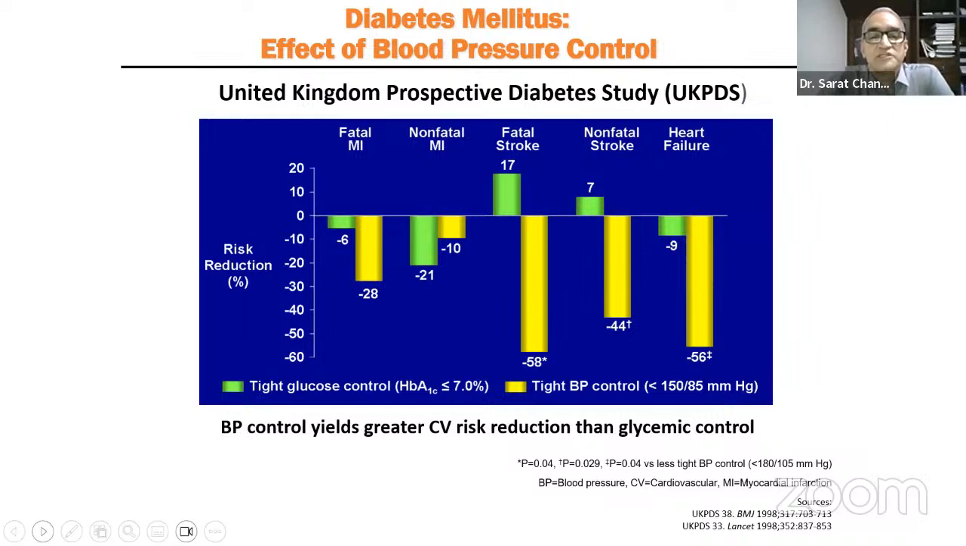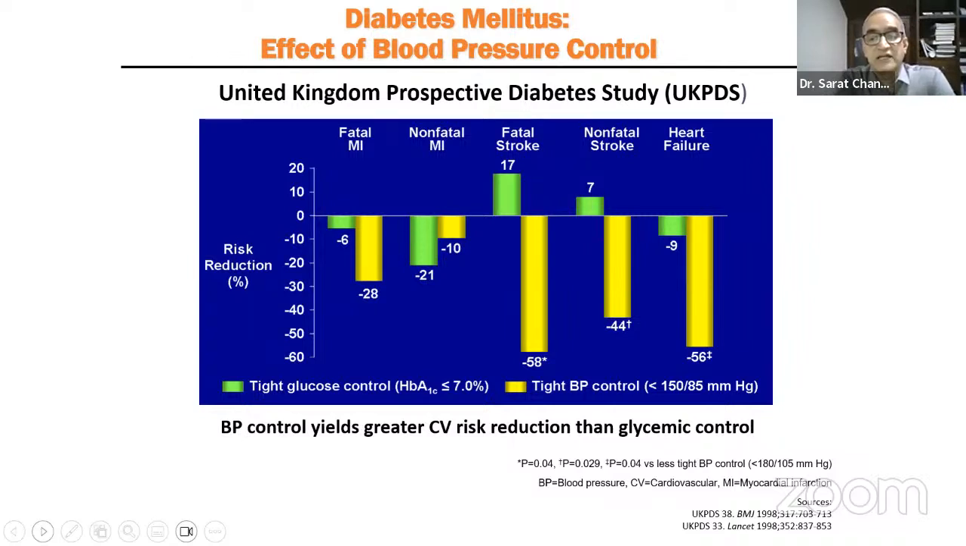UKPDS is an old trial, published many years back, in '98, in BMJ and Lancet. What these trials have shown is tight control of diabetes versus average control of diabetes. What is the effect on long-term outcomes? UKPDS is a very old, very well-known, appreciated trial.